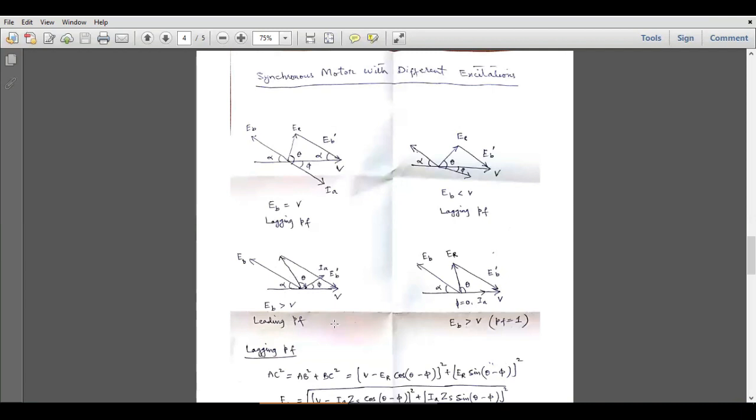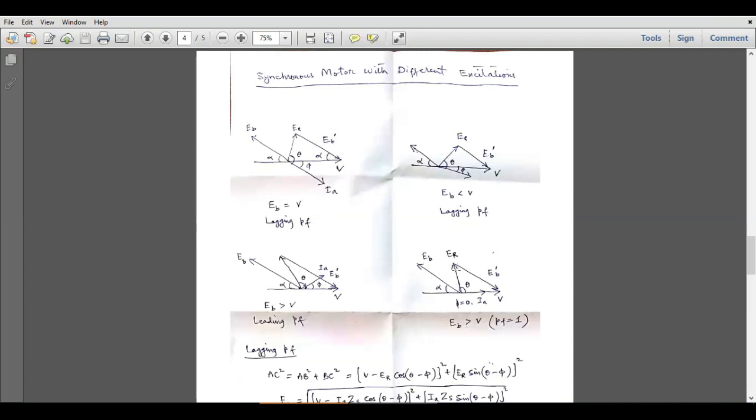If we want to get a unity power factor scenario with a synchronous motor, then we have to keep this back EMF vector slightly greater than this applied voltage vector. So we will keep such an excitation which will cause a slightly greater back EMF vector as compared to the applied voltage vector. So this is EB, and EB dash again will be the anti-parallel vector over here, and the ER vector will start from the tail of this voltage vector to the tail of this EB dash vector.